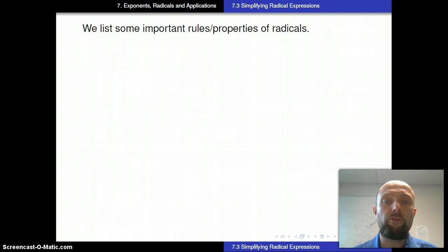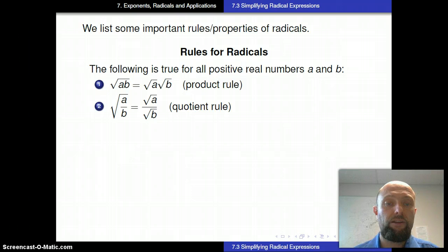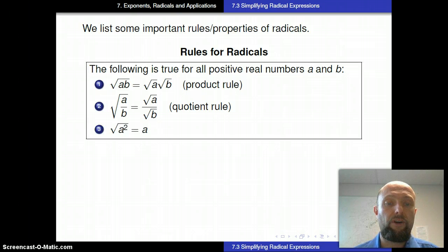We list some important rules or properties of radicals. The following is true for all positive real numbers a and b. Square root of a times b is square root a times square root of b, the product rule. The square root of a over b is the square root of a over the square root of b, the quotient rule. And finally, the square root of a squared is a.